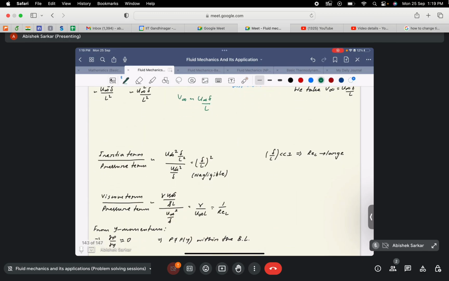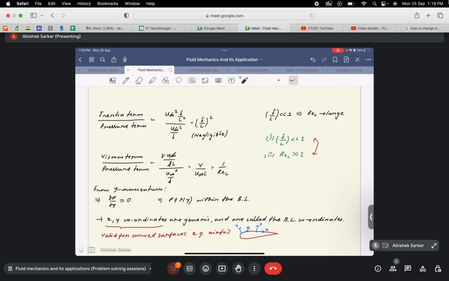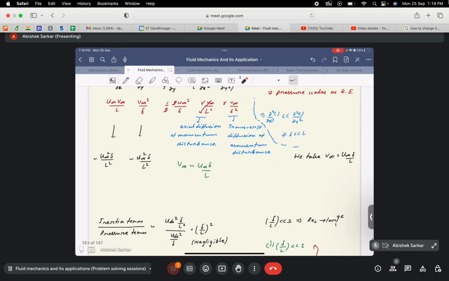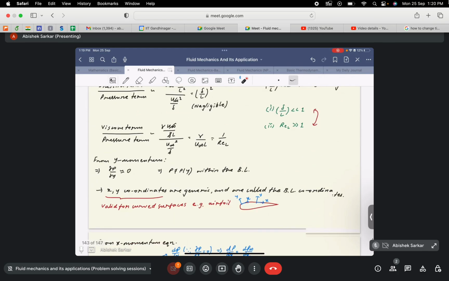The first approximation that we took was that δ by L is much less than 1. The second approximation that we are taking is that Re_L, the Reynolds number, is much greater than 1. These are the two approximations that we are going to take, just for now, but we will eventually see that these two are not independent but are actually interconnected. Keeping that in mind, if we impose this approximation, it tells us that the ratio of the viscous term and the pressure term is negligible, so the viscous terms can also be neglected. We are only left with ∂p/∂y equal to 0, which tells us that p is not a function of y within the boundary layer. So there is no pressure variation along the y-axis in the boundary layer.